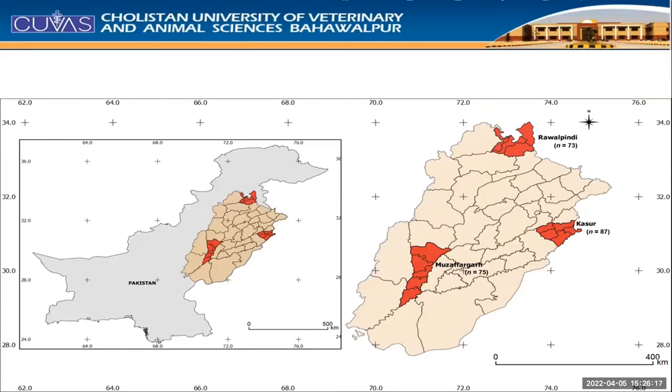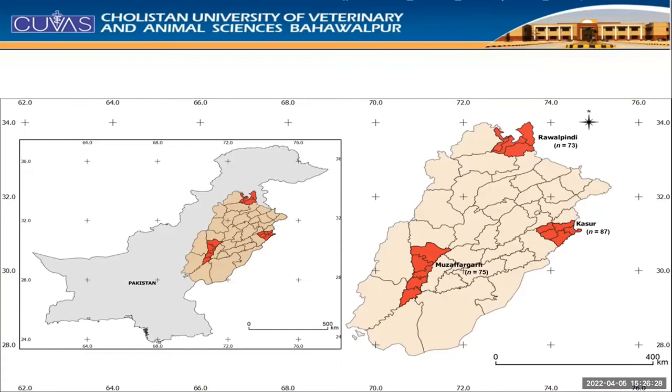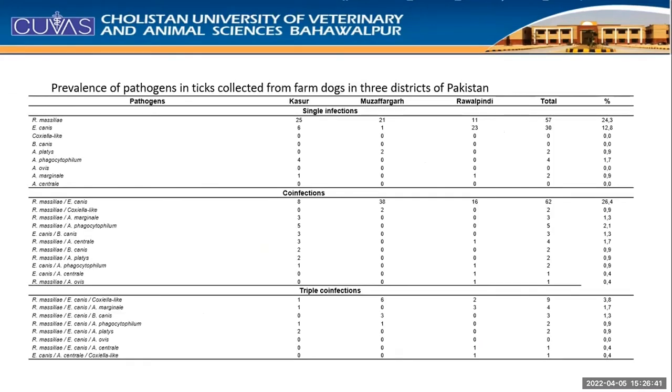DNA was extracted by using the DNeasy Blood and Tissue Qiagen kit. After that, the samples were subjected to high-throughput microfluidic PCR assay for the detection of different pathogens. Approximately 27 pathogens were detected in these tick species, and the prevalence of pathogens in ticks collected from farm dogs in three districts of Pakistan is represented here.